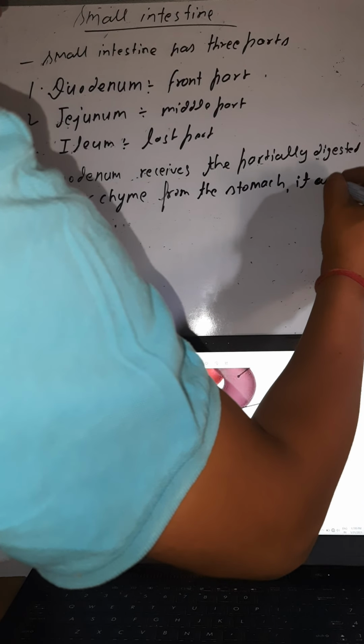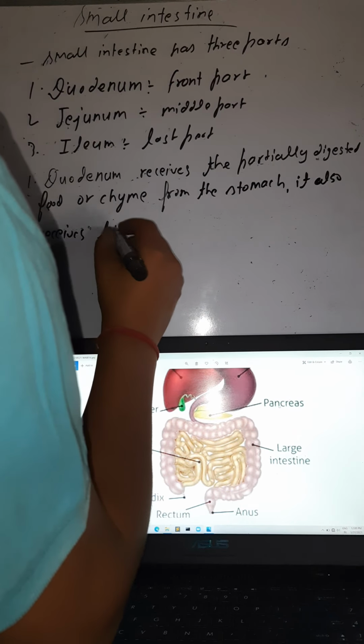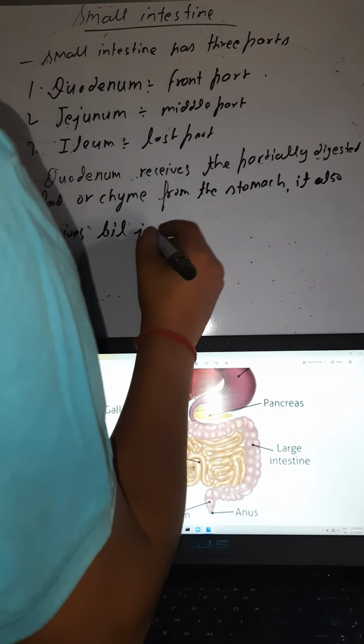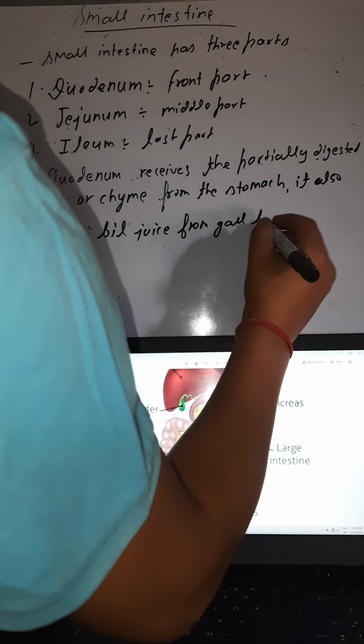It also receives bile juice from the gallbladder.